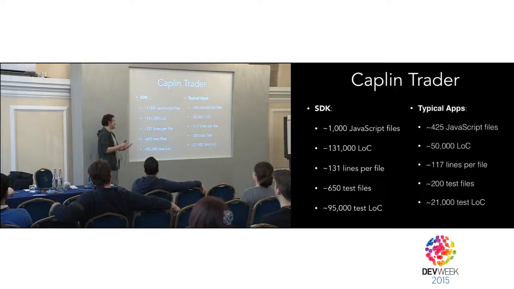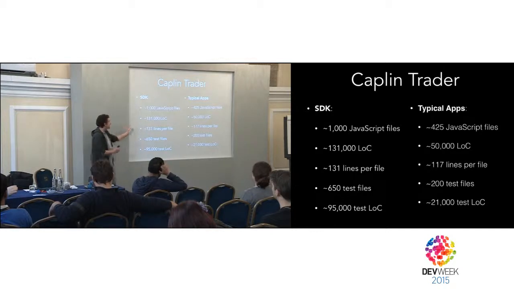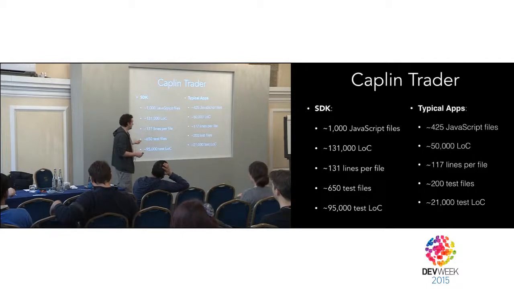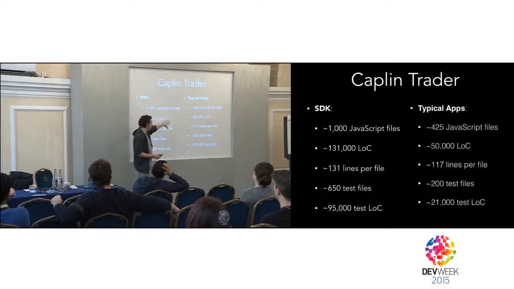Kaplan Trader is actually an SDK that applications are then built on top of. So specific apps are built on top of. And the SDK itself, this snapshot of data was taken probably a year ago, is like 1,000 JavaScript files, 131,000 lines of code. You can work out that that's 131 lines per file, 650 test files, 95,000 lines of test code. So that's a large JavaScript app. And then that's the SDK, and on top of that, you build the applications, which is 50,000 lines of code, 21,000 lines of test code.